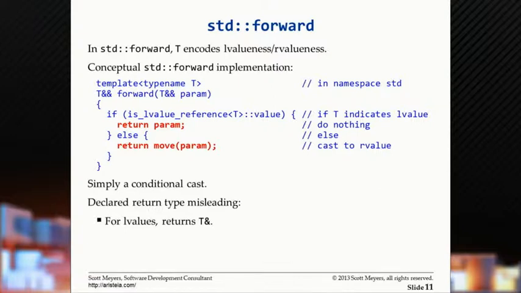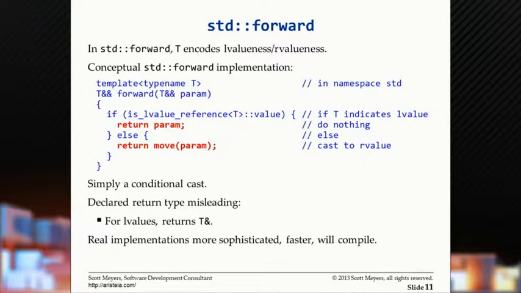You don't need to know what reference collapsing is to understand what forward does. You do need to know what reference collapsing is to implement forward and understand how it works. But you don't need to know anything about reference collapsing to understand that forward is simply a conditional cast to an R value if the original argument that was passed in as the template argument itself was an R value. It simply recovers R value-ness that was present at the original call site.